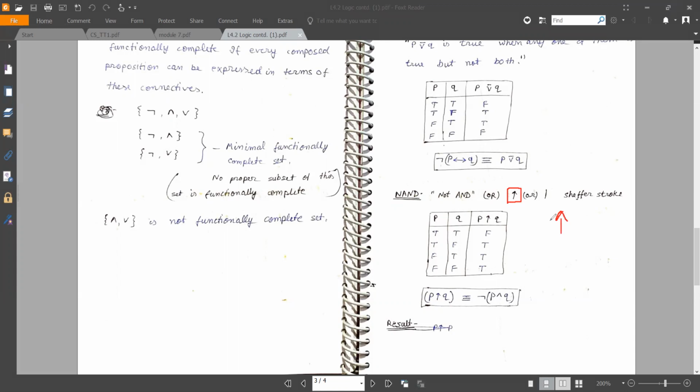This is known as the NAND operator. And how to define this truth value? As said earlier, this is the negation of conjunction. Means first we have to find the conjunction and negate all those values. In the conjunction this might have been true because both the values are true, but if you take the negation of that conjunction, that would become false. That would become the first outcome.